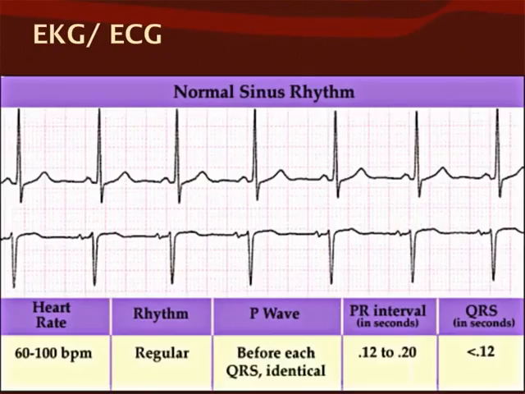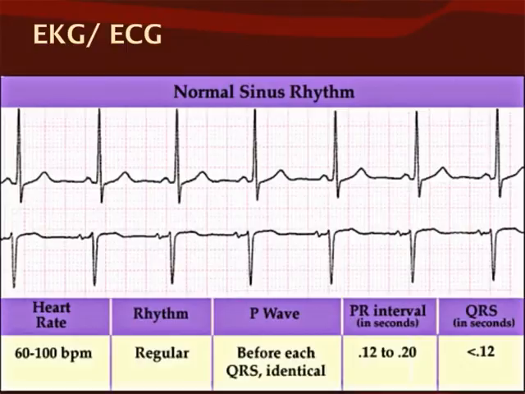So the easiest, most accurate way to calculate a strip is by rounding the number of complexes in a 6-second strip rather than running a full 60-second strip. So you run a 6-second strip, and you can tell that by the number of large boxes on the EKG paper, and then you would multiply it by 10, and that's what you would have it rounded in 1 minute.